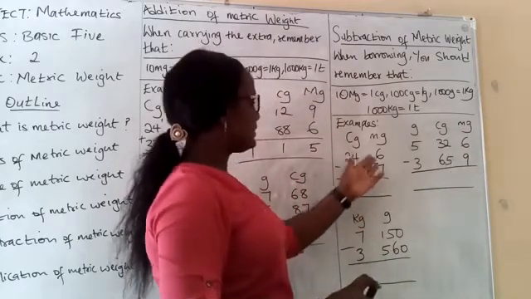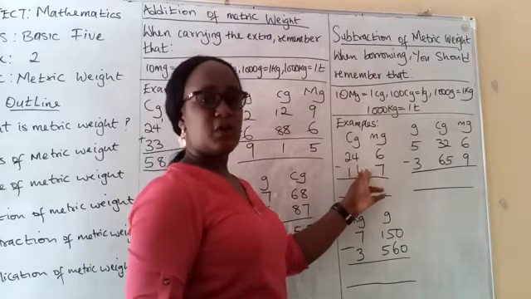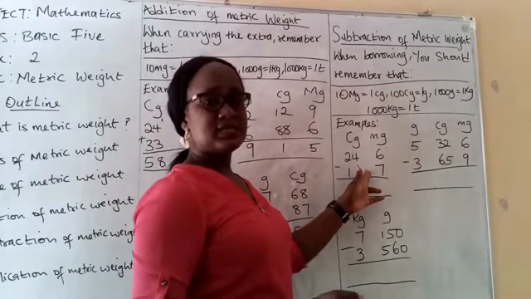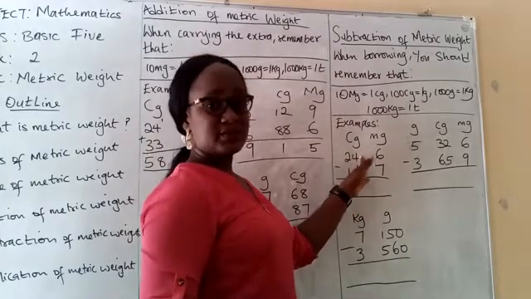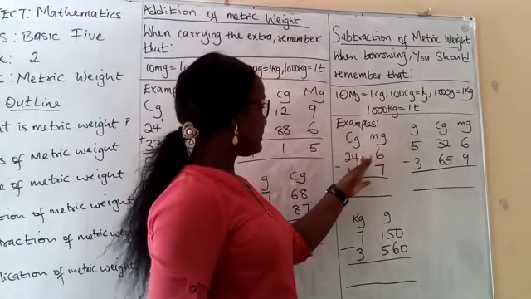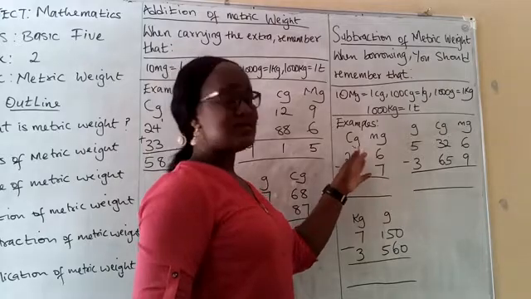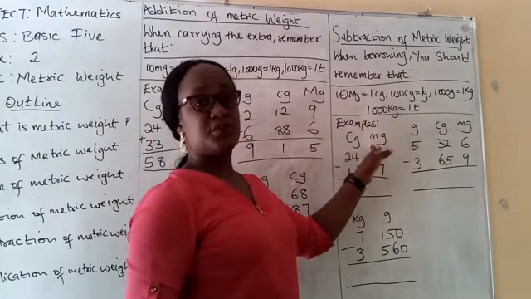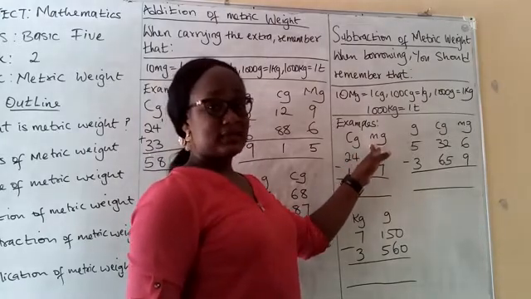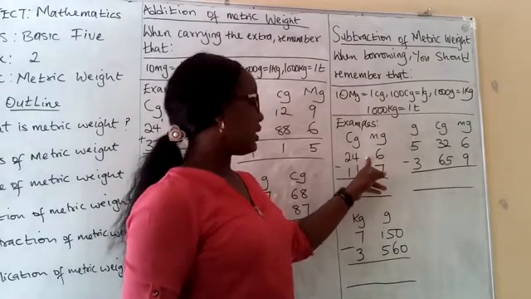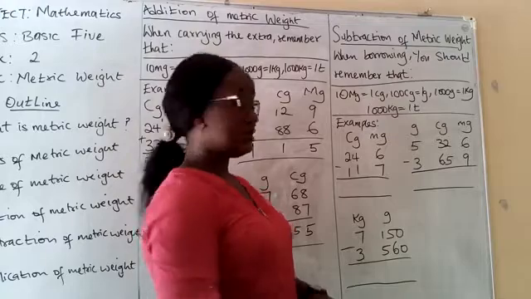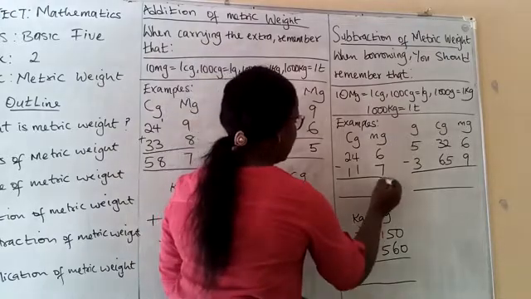Now 6 minus 7. Can it go? No, because 6 is smaller than 7, right? So here we're going to borrow 1 from centigram. Now 1 centigram coming over to milligram will be what? 10. And that 10 plus 6 will give you 16. 16 minus 7 is what? That should give you 9.